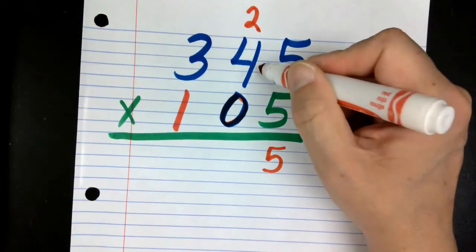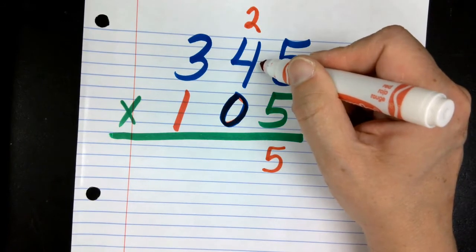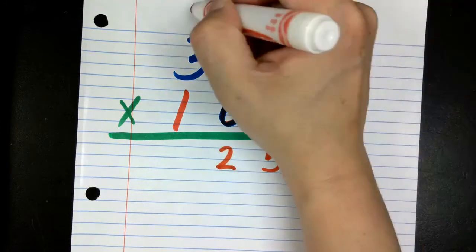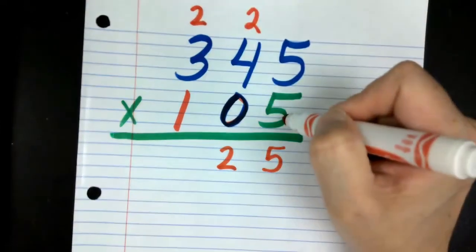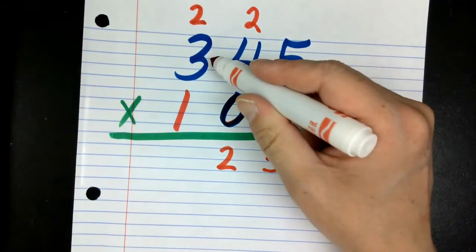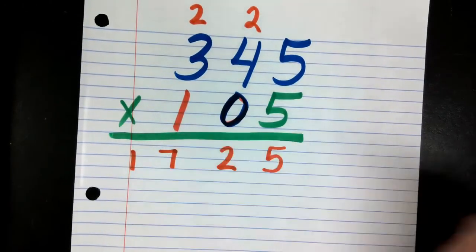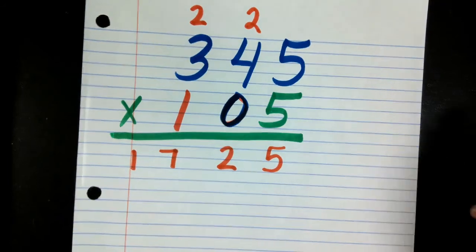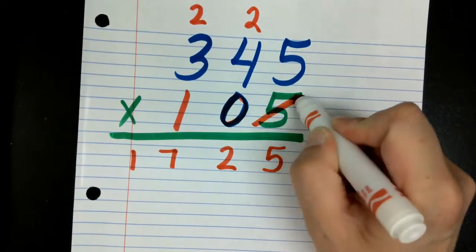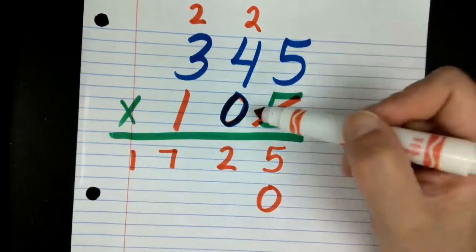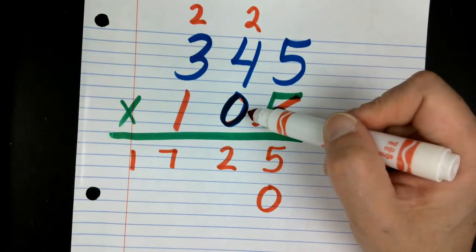And then I'll do 5 times 4, which is 20, plus 2 more, which is 22. Place my 2 here and my other 2 up top. And then I do 5 times 3, which is 15, plus 2 more, which is 17. Again, I'm going to make sure I line up my numbers. As I've done with my last two, I'm going to cross off my ones place value and put a 0 as a placeholder.